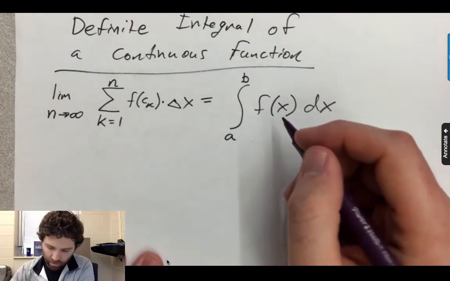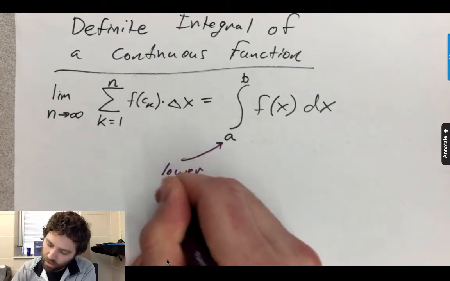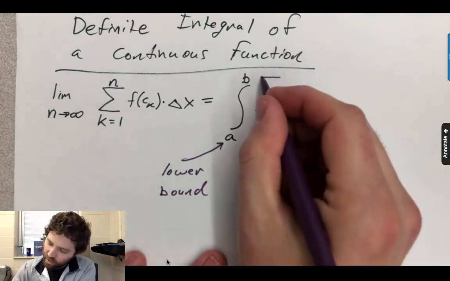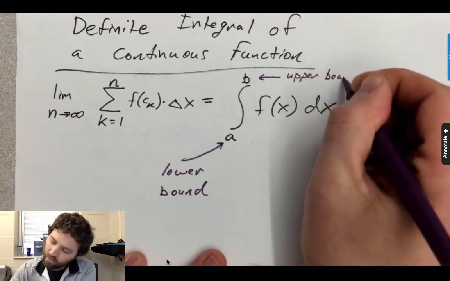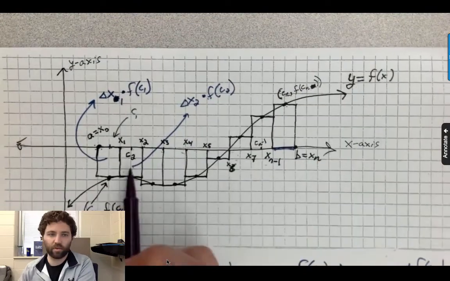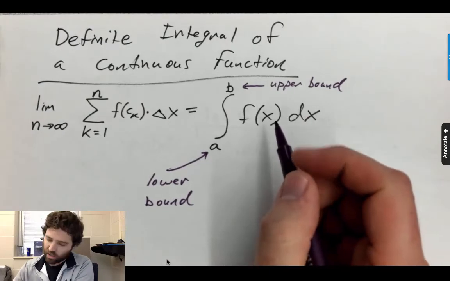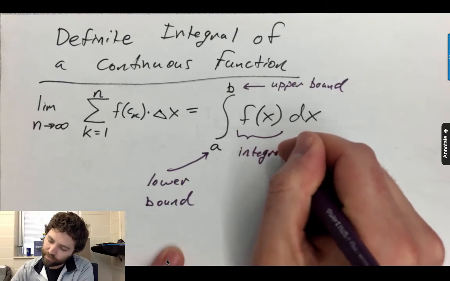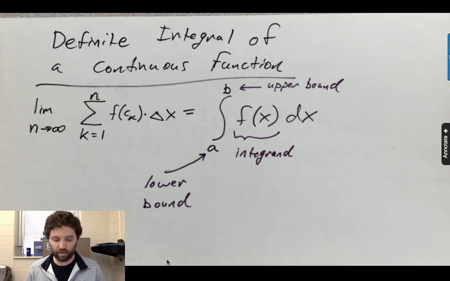a is the lower bound, and b is the upper bound, and these are from the picture. Over here, we started with a as the lower bound and b as the upper bound. That's how those factor into this. f of x is called the integrand. That's the function that you're trying to find the area underneath of, or between that and the x-axis.